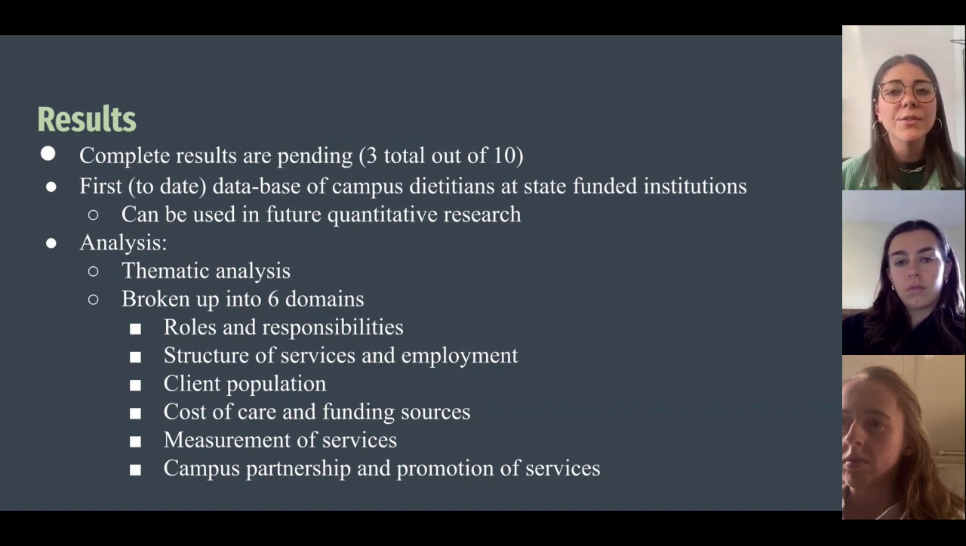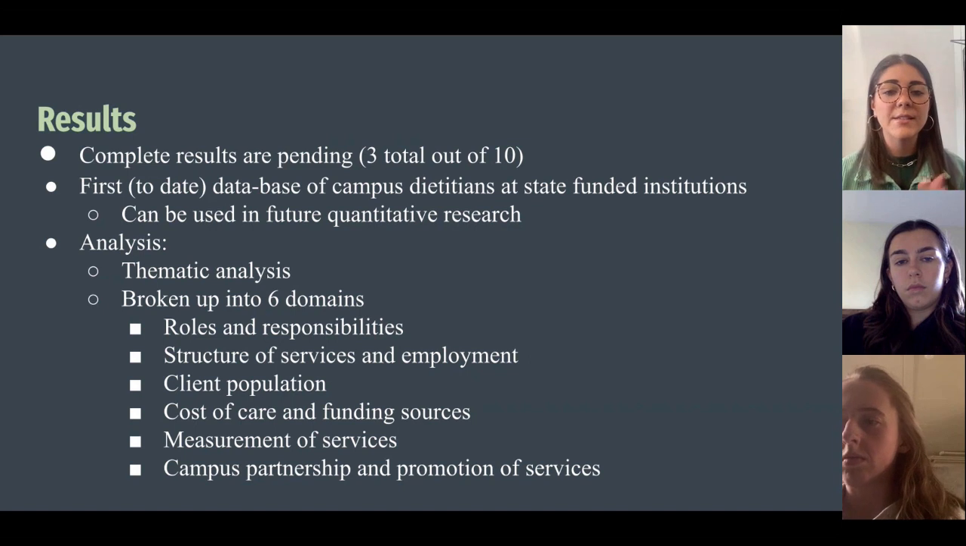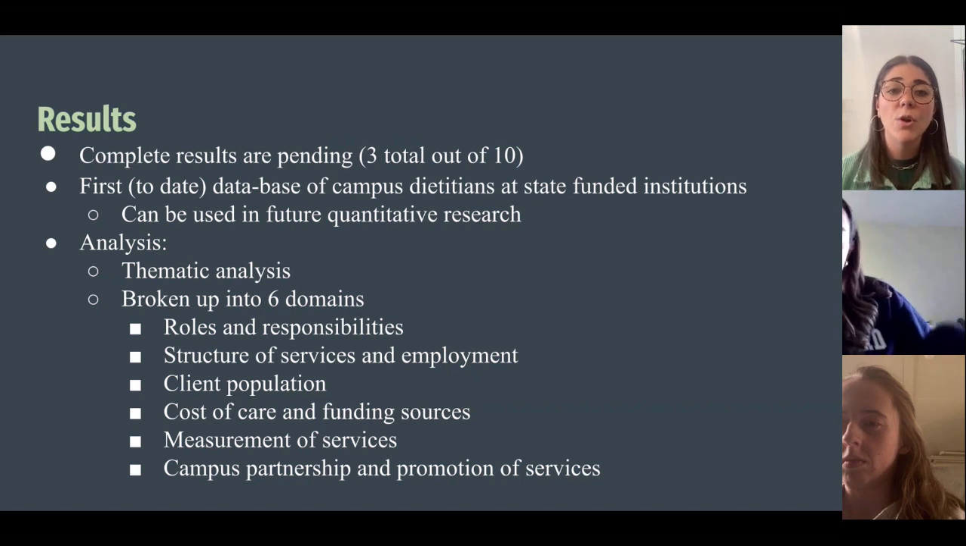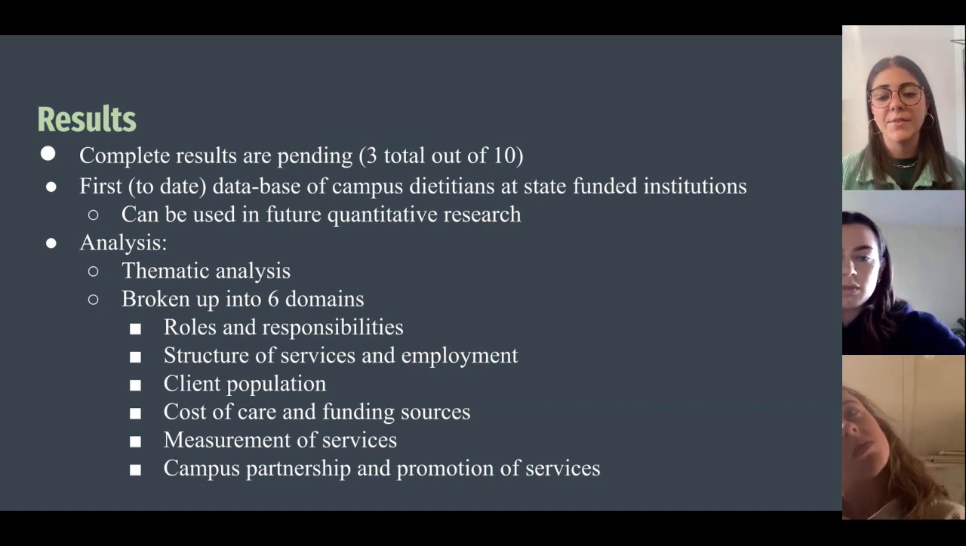And then for the analysis of the current results that we have, and then what we will use moving forward as our analysis process, we're going through all of the interviews and transcripts with thematic analysis, which we're breaking down all of the interviews into 6 domains. So we're going through the roles and responsibilities of campus dietitians, the structure of services and employment structure, the client population, the cost of care and funding sources, the measurement of services to measure effectiveness, and the overall campus partnership and promotion of services. So our qualitative research, it was very ample in results. So we had to narrow down as to what was really important, not only for our campus nutrition services, but for the mission of this project.